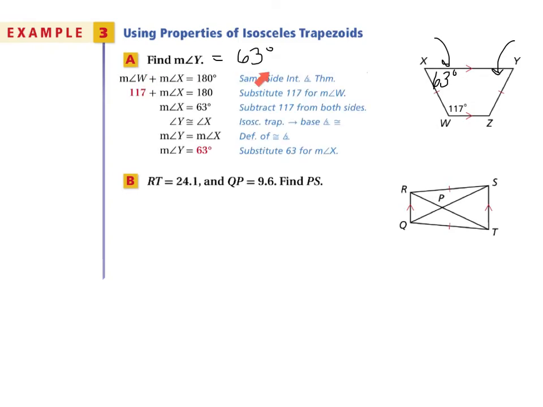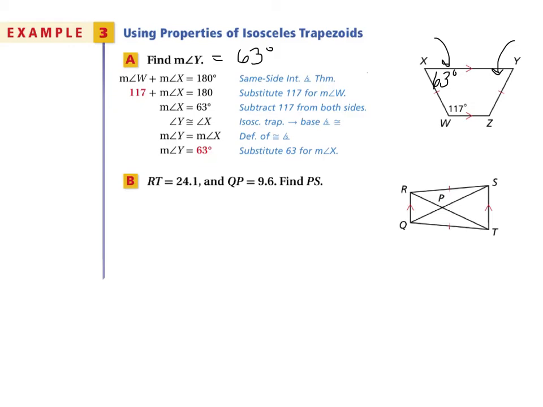Now, if you actually wrote out all that work, you would write this. By the same side interior angles theorem, you would say that the measure of angle w plus the measure of angle x is equal to 180. You would substitute in and then solve for the measure of angle x. Then you would say that angles y and x are congruent because base angles are congruent in an isosceles trapezoid.